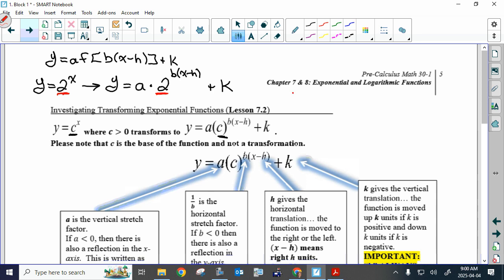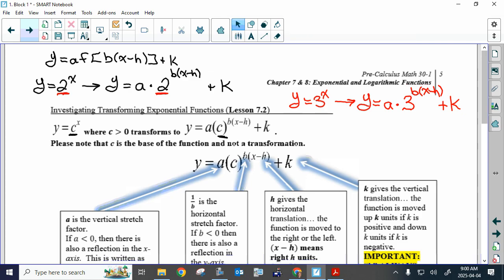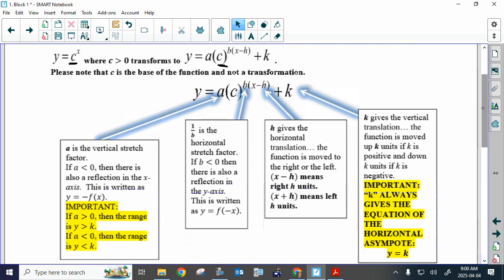If I wanted to do y is equal to 3 to the power of x, in transformation form, it would be A times, so coefficient. The power is still base 3. The B and the H follow the x up into the exponent. And remember, by definition, the base is always greater than 0. So, same idea, right? A is the vertical stretch factor. If A is less than 0, then there's a reflection across the x-axis. This is written y equals negative f of x.